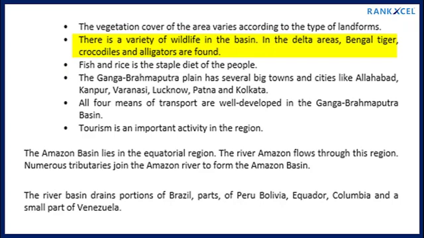There is a variety of wildlife in the basin. In the delta areas, Bengal tiger, crocodiles and alligators are found. Fish and rice is the staple diet of the people. The Ganga-Brahmaputra plain has several big towns and cities like Allahabad, Kanpur, Varanasi, Lucknow, Patna and Kolkata. All four means of transport are well developed in the Ganga-Brahmaputra basin. Tourism is an important activity in the region.